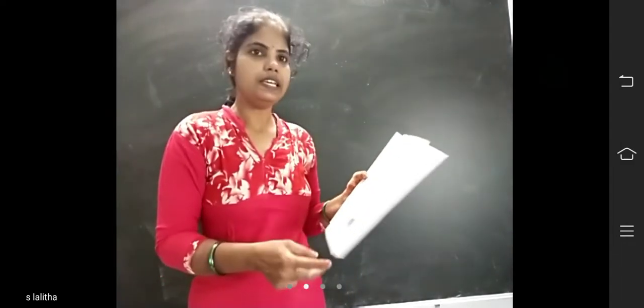Next, third question, see children. Write all the possible pairs of integers that give a product of minus 50. So write all the possible pairs of integers. How can you do this one? Product of minus 50.